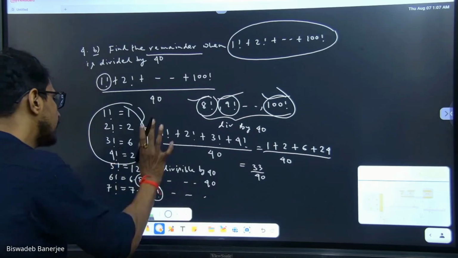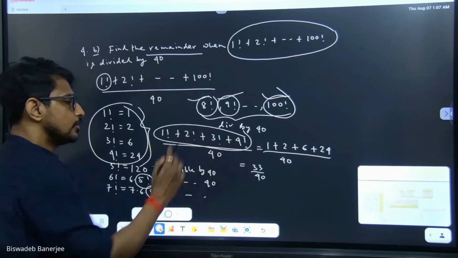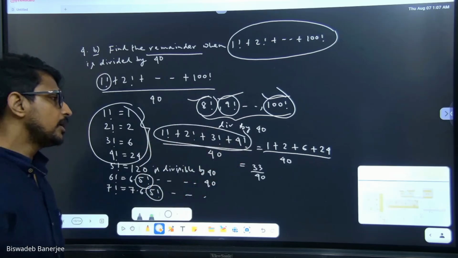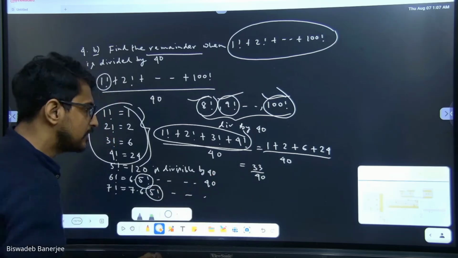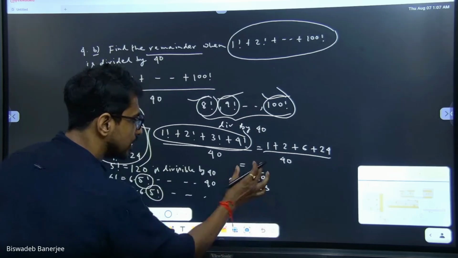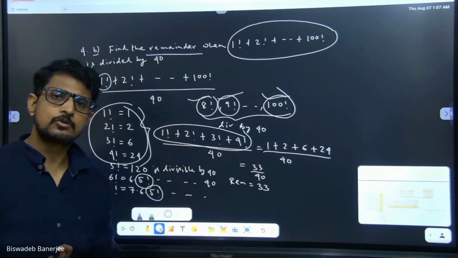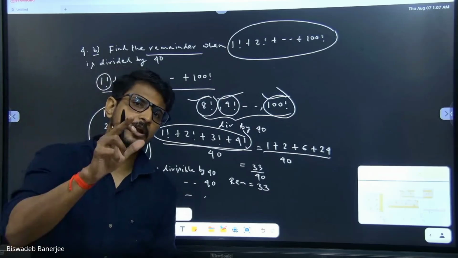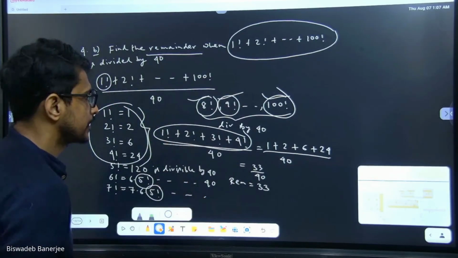Because from 5 factorial, we have no remainder. We have remainder up to 4 factorial. So my question becomes, what is the remainder when 33 is divided by 40? Answer is, my remainder is 33. Why? Because 33 is less than 40. So if we divide 33 by 40, my remainder will be 33. Okay, so my answer of this question is 33.